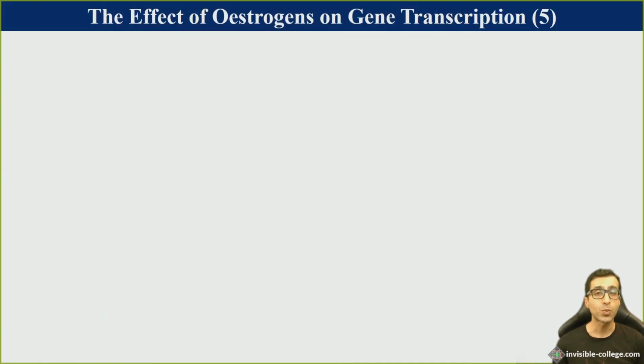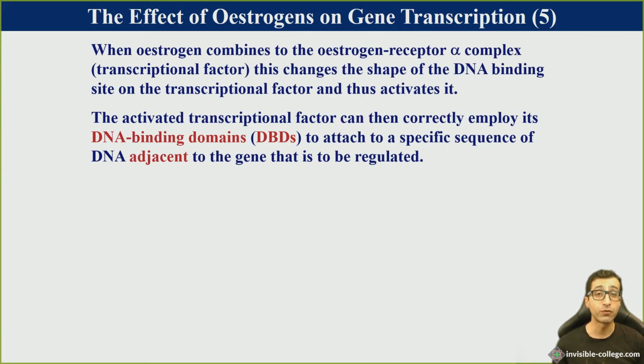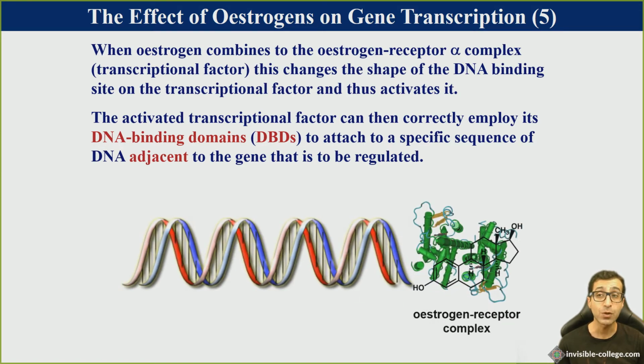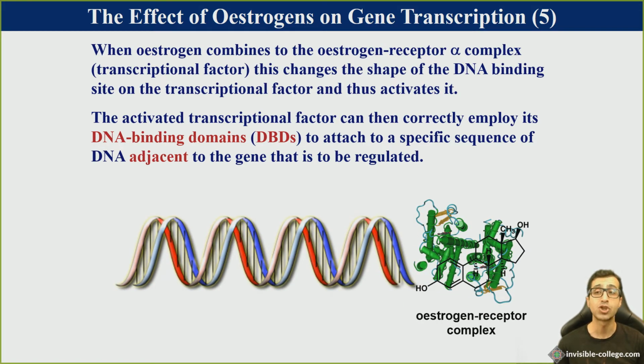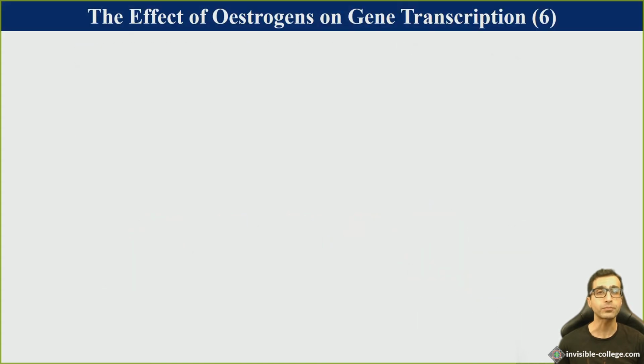So when the estrogen combines to form the estrogen receptor alpha complex, which again is a transcriptional factor, this can change the shape of the DNA binding site on the transcriptional factor and thereby activate that factor. The activated transcriptional factor can then correctly employ its DNA binding domain to attach to a specific sequence of DNA adjacent to the gene that's to be regulated.